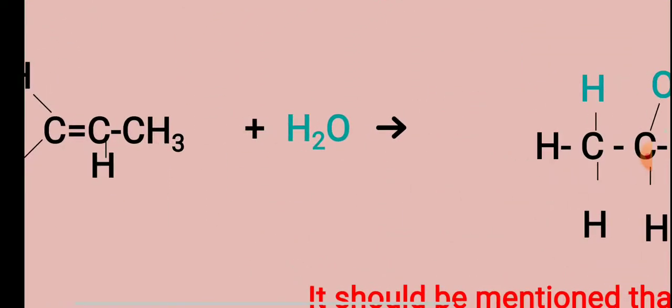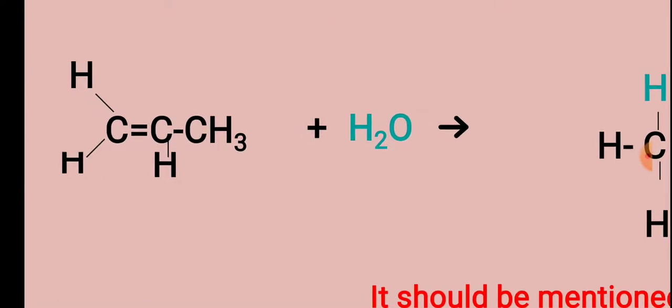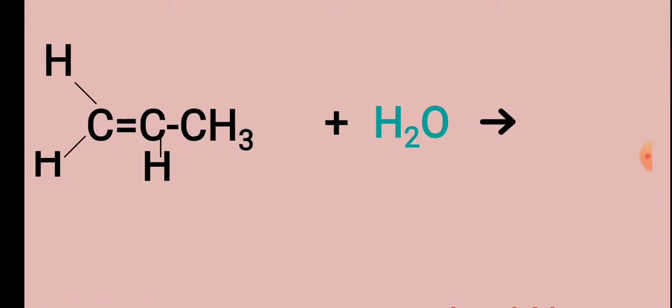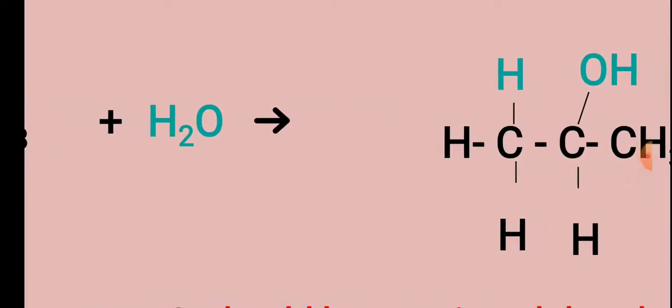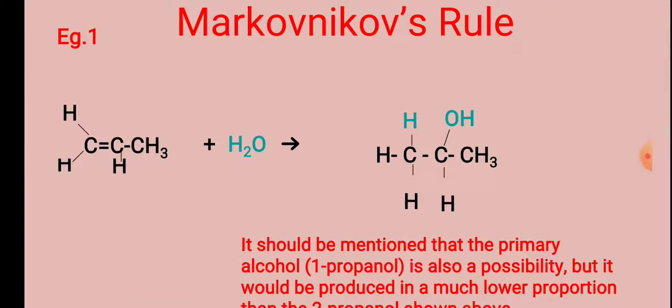So if you look here, this is the unsymmetrical alkene. If you number 1, 2, 3, carbon number 1 has 2 hydrogens, but carbon number 2 has 1 hydrogen. So here, when H2O is dissociated, it gives H plus and OH minus. OH minus will take part at carbon number 2. So student, here the negative part of the reagent, that is OH minus from H2O, takes position at carbon number 2 instead of carbon number 1. But yes, there is a possibility that OH may also take position at carbon number 1.